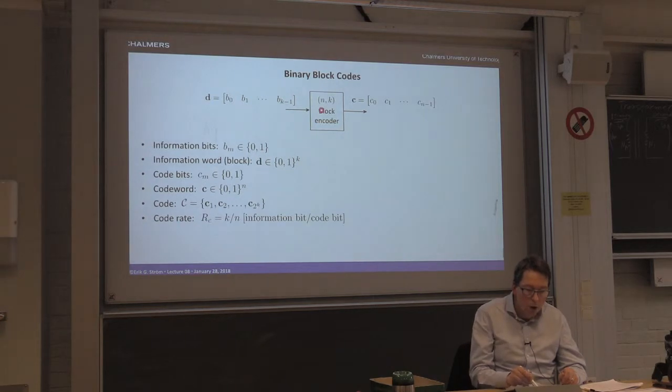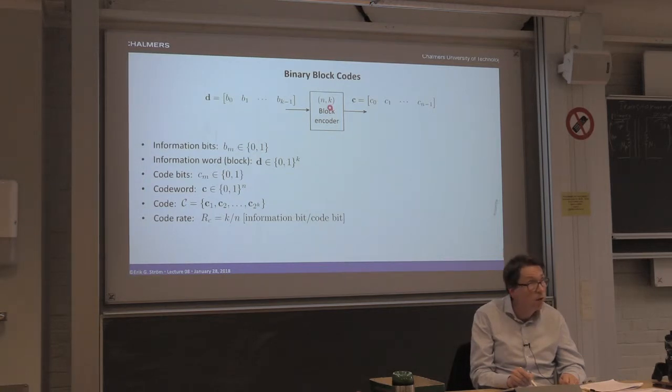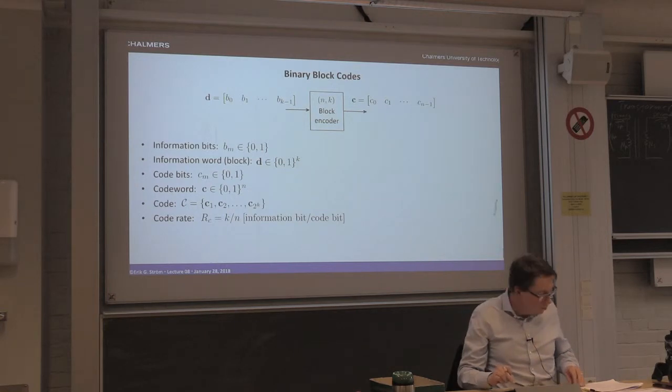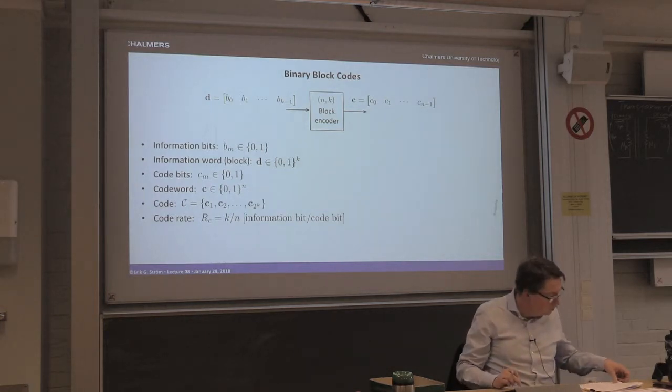So an (N,K) block encoder is something that takes K input bits and spits out N code bits. A block of input bits is called an information word, information vector, or information block. The output is called a code word, code block, or code vector. Same thing. And inputs and outputs are binary. Okay, so what use are these?